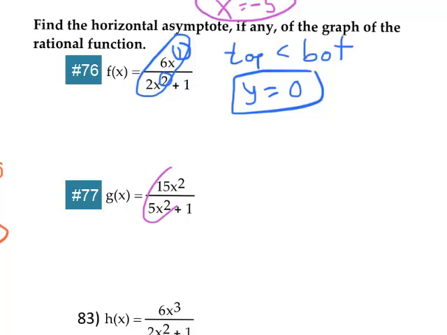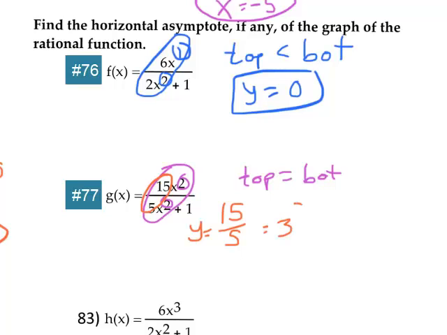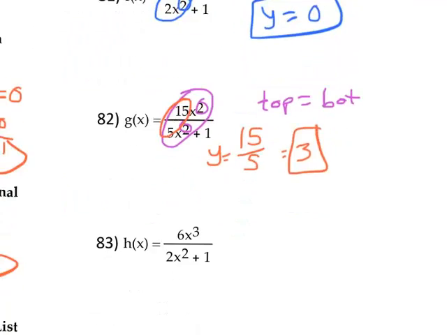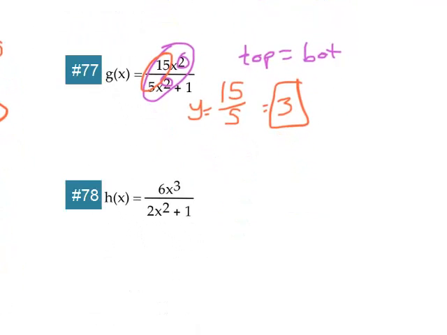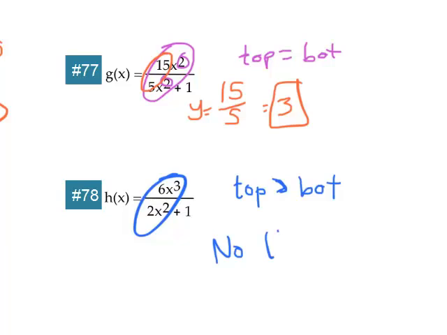If on this next one the top equals the bottom, because in this case both of these exponents are 2, what we do is we take the numbers from in front, make a nice little fraction out of them. y equals 15/5, which means y equals 3 is our horizontal asymptote. The last case we have is that the top is greater than the bottom, and that means that there is no horizontal asymptote. So this 3 and this 2, the top is bigger than the bottom, so there's no horizontal asymptote.